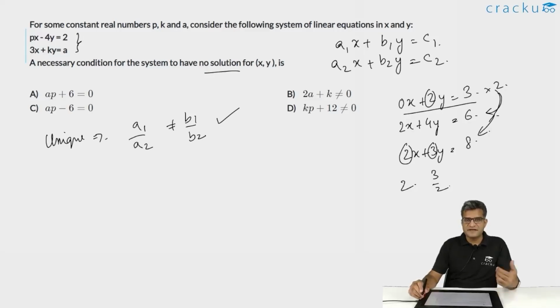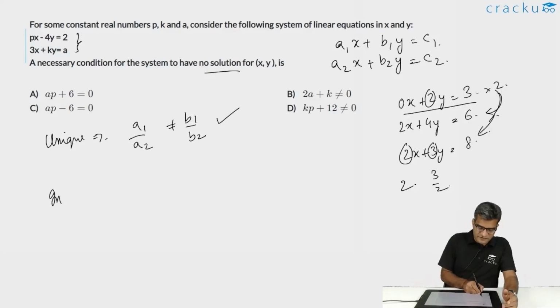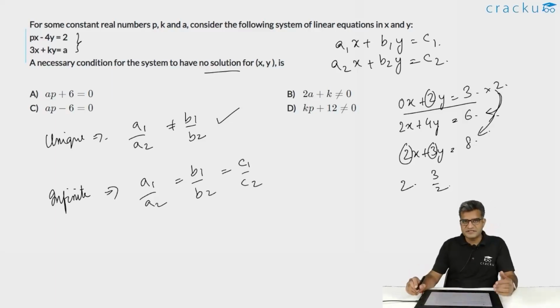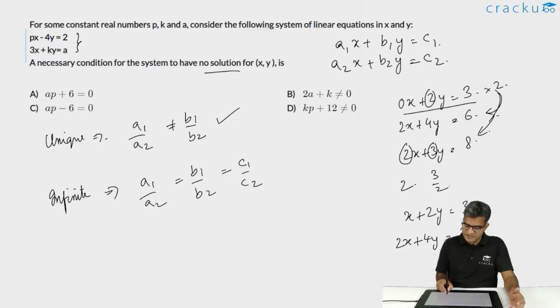When does this have infinite solutions? This system of equations will have infinite solutions if a1 by a2 is equal to b1 by b2 is equal to c1 by c2. Essentially what we are saying is, suppose the first equation is x plus 2y is equal to 3. Now we are just multiplying this equation with a particular constant. Like in the earlier example, we multiplied it by 2. And we are getting the equation which is 2x plus 4y is equal to 6.